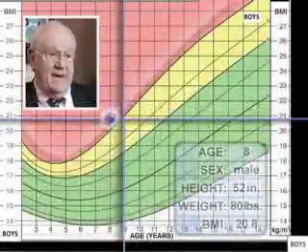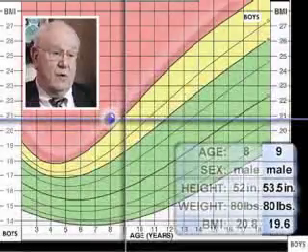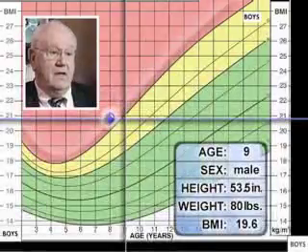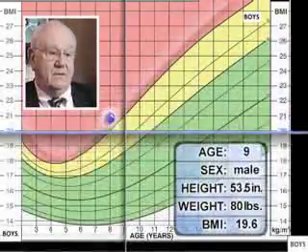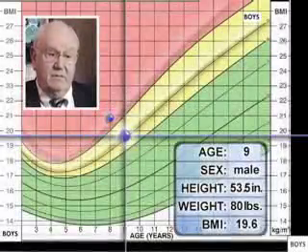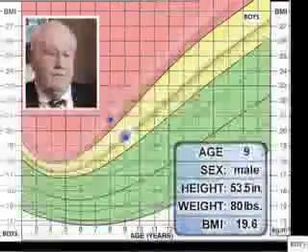If a year later this boy has maintained his weight at 80 pounds, but has grown the normal 1.5 inches that he should, his BMI will have dropped to 19.6. This would put him in the 92nd percentile, which is now below the cut point for obesity.